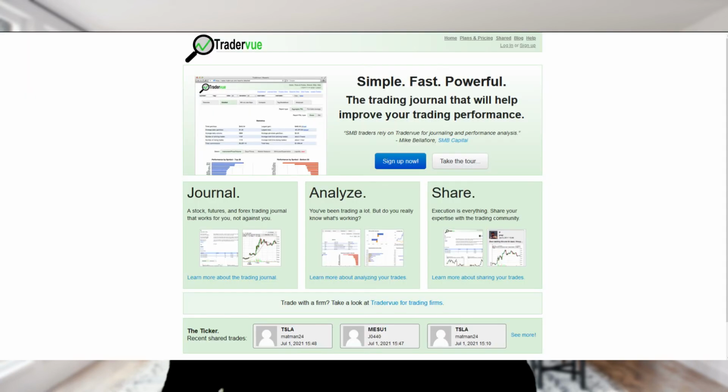The next one is called TraderView. It's a similar website to Edgewonk and MyFXbook, but it's one that I got from Mike Bellafiore at SMB Capital, because it's something that he recommended, and yeah, it looks really good. I haven't used it myself, but if it's getting recommended by him, then it must be good.